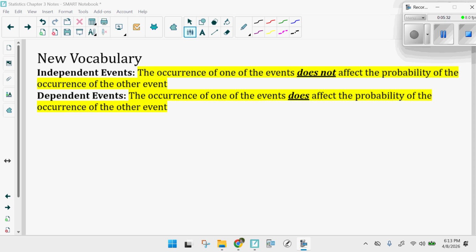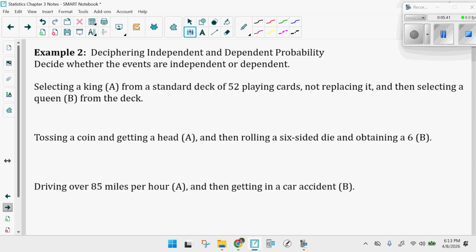So we're going to look at classifying the following multiple events as whether they're independent or dependent. Decide whether they're independent or dependent: selecting a king from the standard deck, not replacing it. So it's not replacing it, that's going to change the sample space.